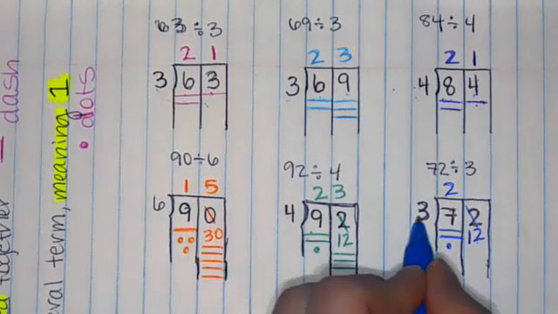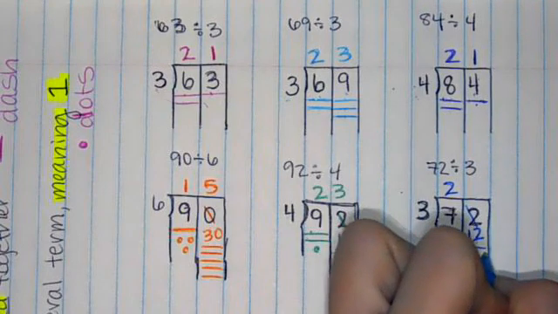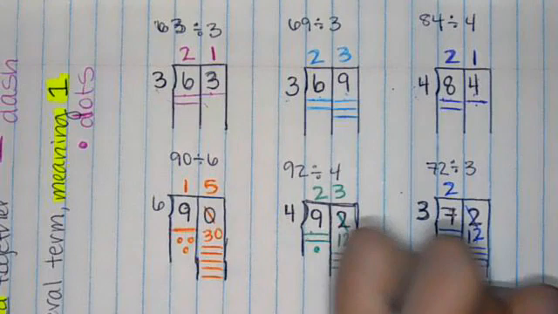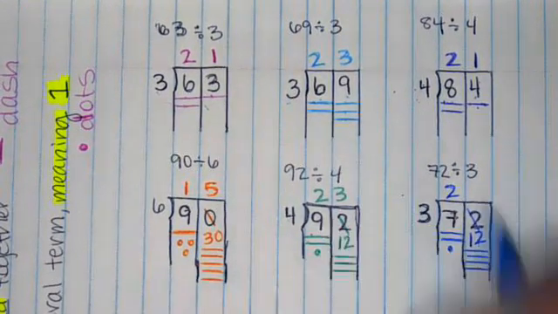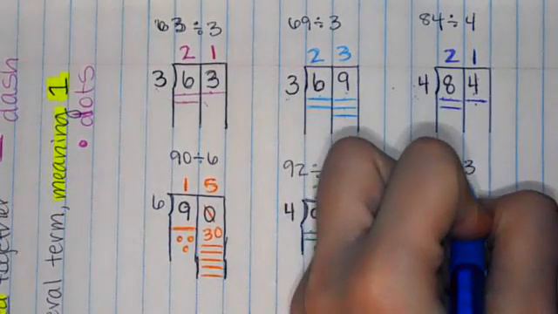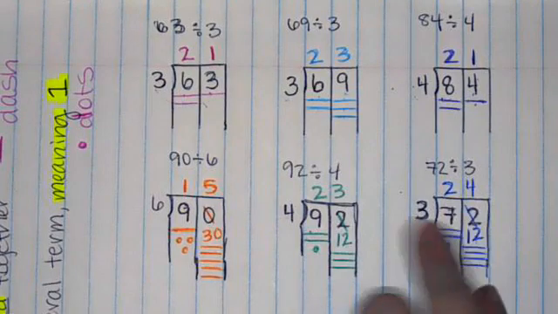12 divided by 3. So now I'm going to say 3 times 1 is 3, 3 times 2 is 6, 3 times 3 is 9, and 3 times 4 is 12. That is as close as I can go without going over. Those are 4 dashes. I put a 4 in the quotient. 72 divided by 3 is 24.